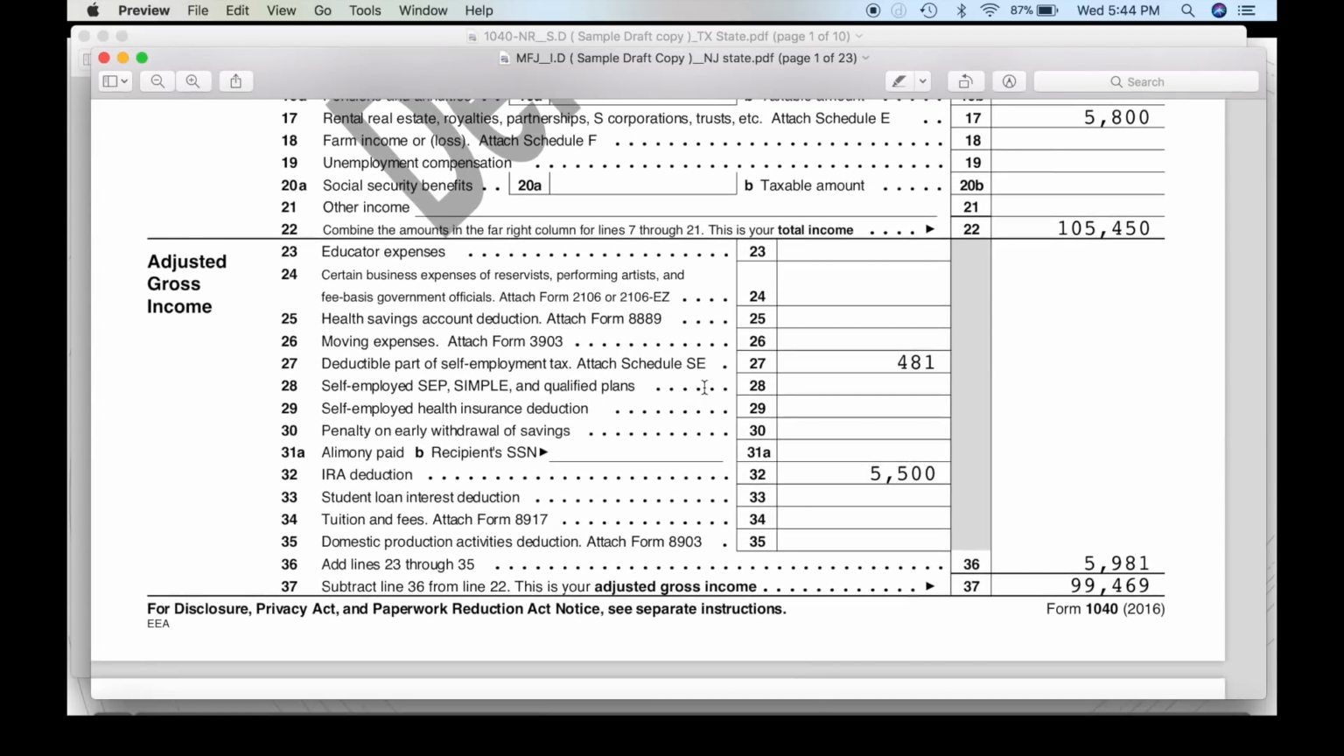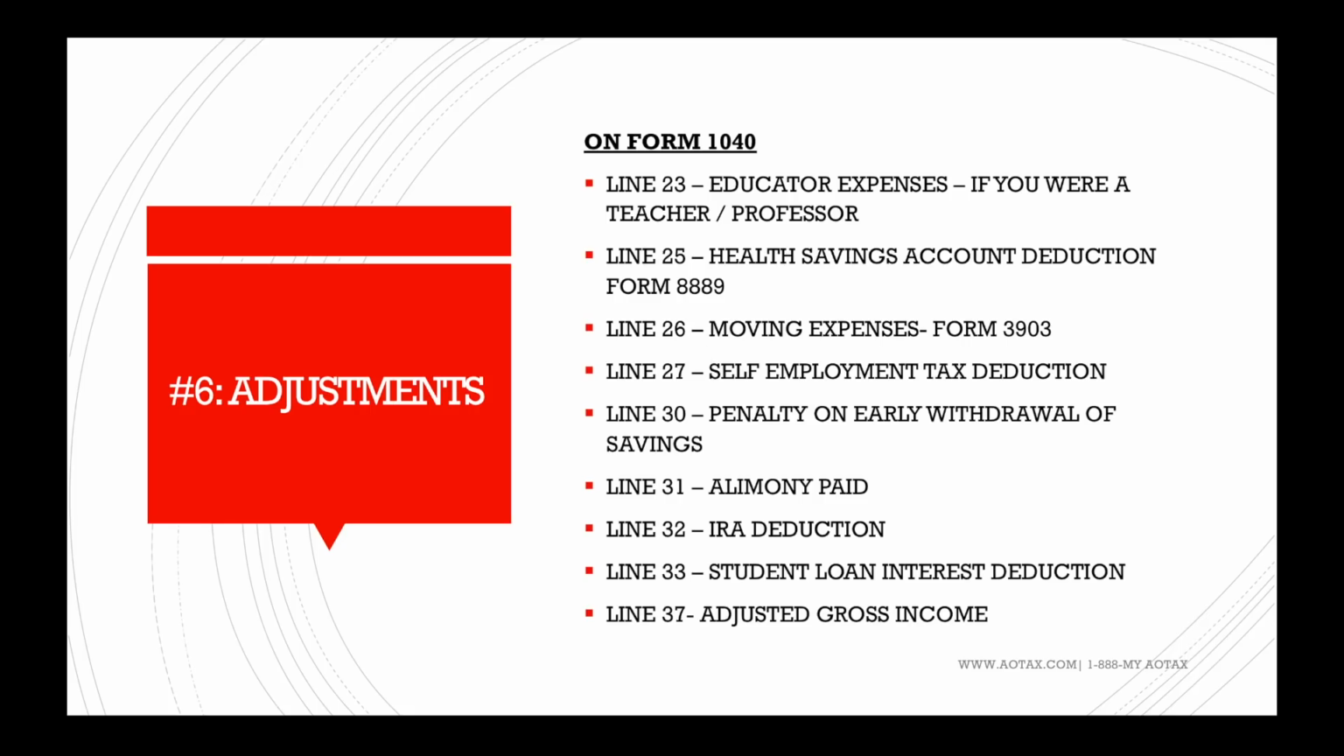The adjustments. The educator expenses, if you or your spouse were a teacher or professor, then health savings account. In case you have contributed for a self-coverage or for a family coverage with any bank or financial institution wherein you are saving for your health, that health savings account contribution can also be claimed as a deduction. This is different from the health insurance premium. I'm sure most of you know about it.